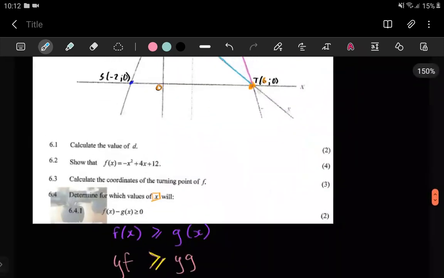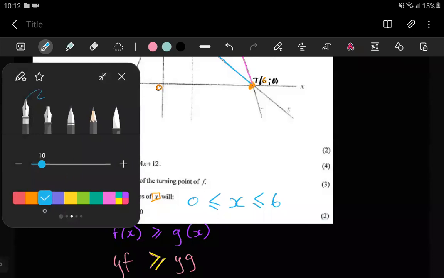Between 0 and 6, that's the only place where the y values of f are bigger or equal to the y values of g. So when you write it out, you're just going to say the x values need to be bigger or equal to 0. The x values need to be smaller or equal to 6. And then that's going to give you 2 marks for this question.